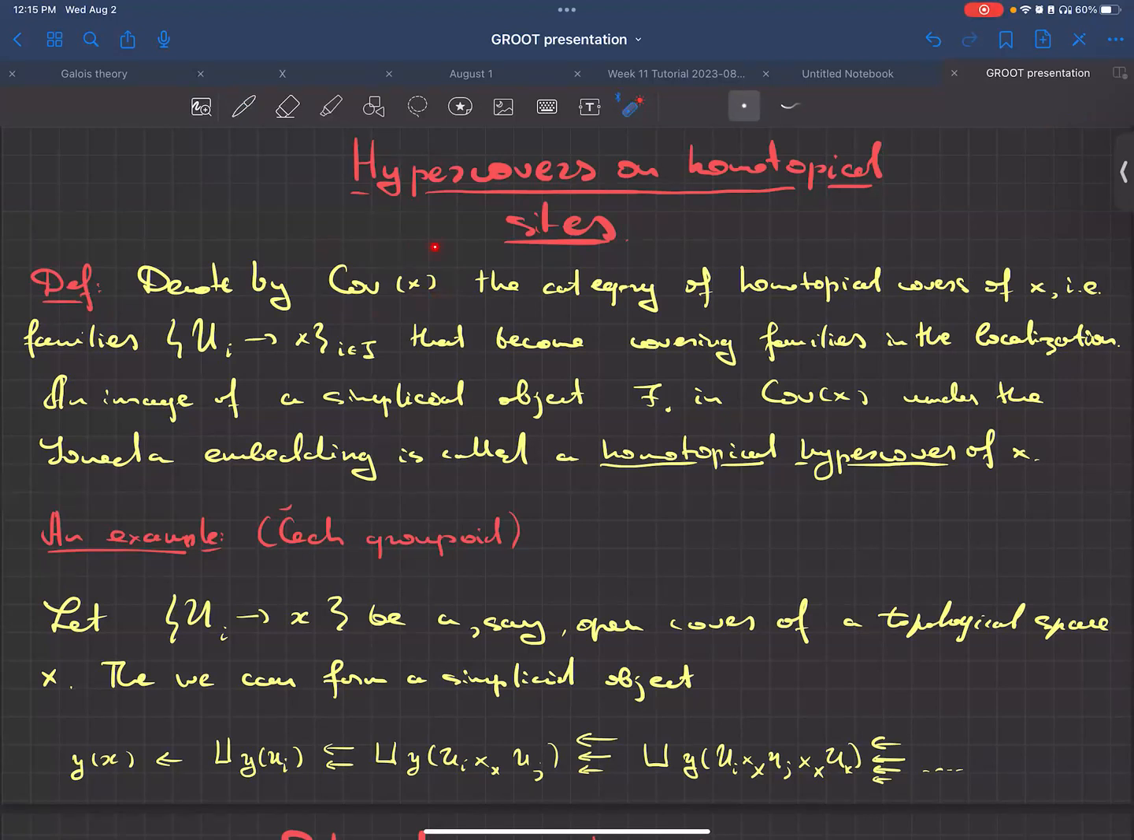So let's consider a category like this. This is a category of homotopical covers of X, families such that they become covariant families in the localization. And we can consider a simplicial object F_• in this category, and we consider its image under the Yoneda embedding in the category of simplicial presheaves. Then this thing is called a homotopical hypercover of X.